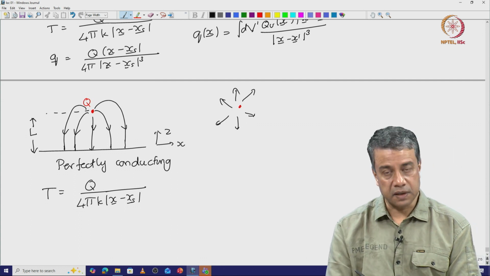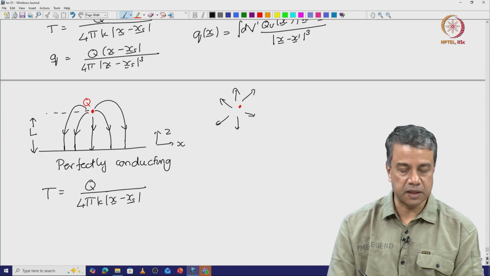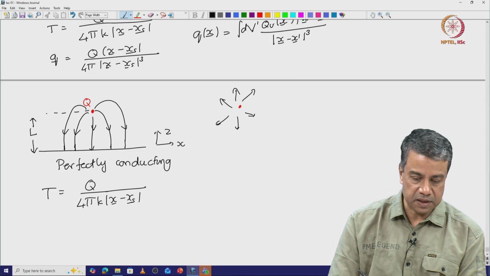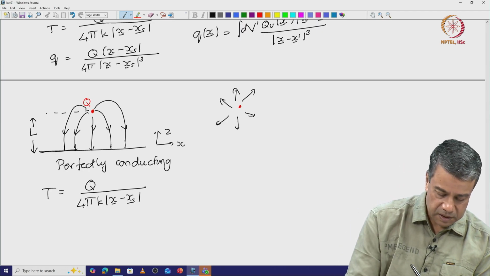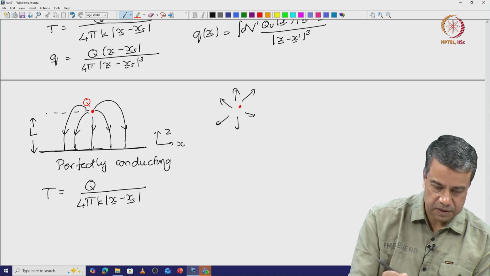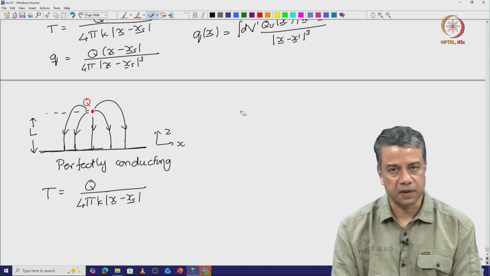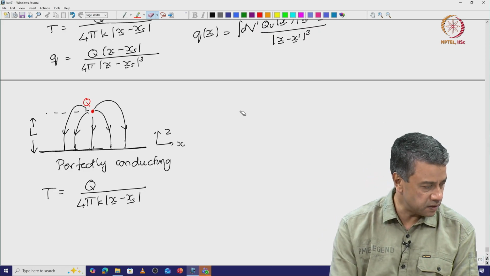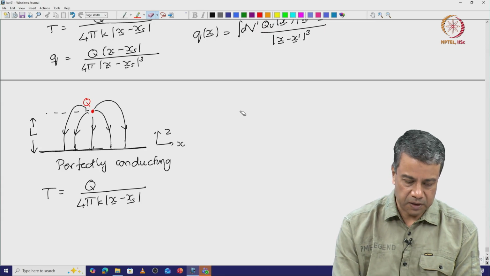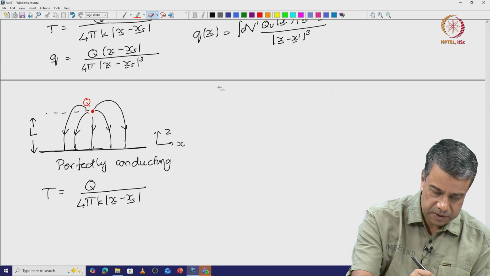Radially symmetric. This heat flux and this temperature variation does not satisfy the condition that the surface is perfectly conducting, and therefore, the temperature has to be a constant on that surface. This does not satisfy that condition. So, how can we satisfy this condition in this particular case? You can do that using what is called the method of images.